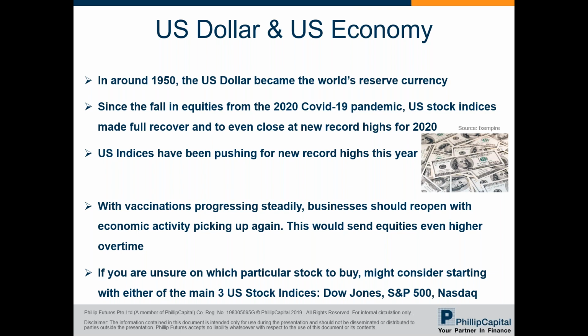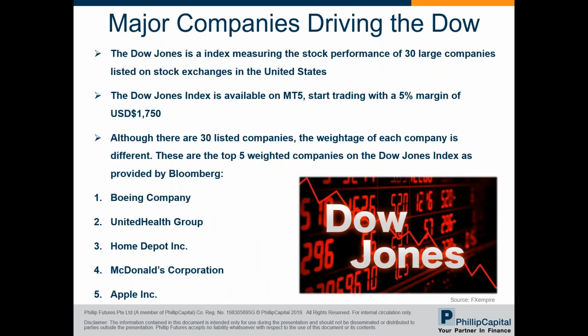So if you're unsure which particular stock to buy, maybe you don't know which stock is good, then maybe you can consider starting with an index, which is actually a basket of stocks. If the stock market is doing well, it'll be the easiest way. So maybe you can start with the three main stock indices, which are the Dow Jones, S&P 500, and the NASDAQ. Let me go briefly through what drives the Dow Jones index. It's an index measuring the stock performance of 30 large companies listed on stock exchanges in the United States, mainly MNCs, multinational corporations.